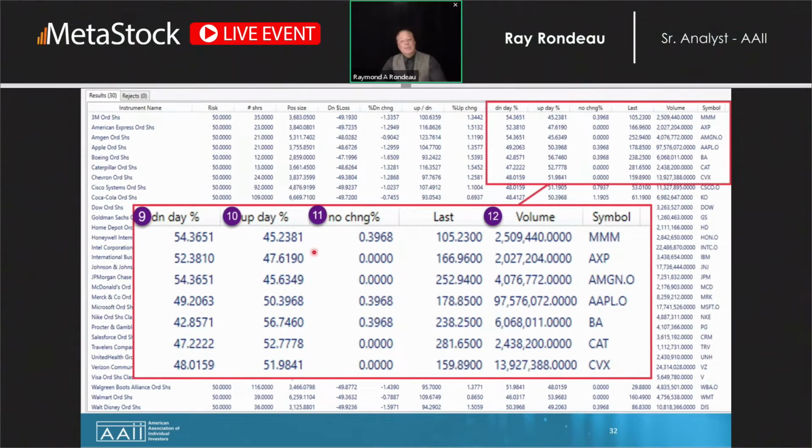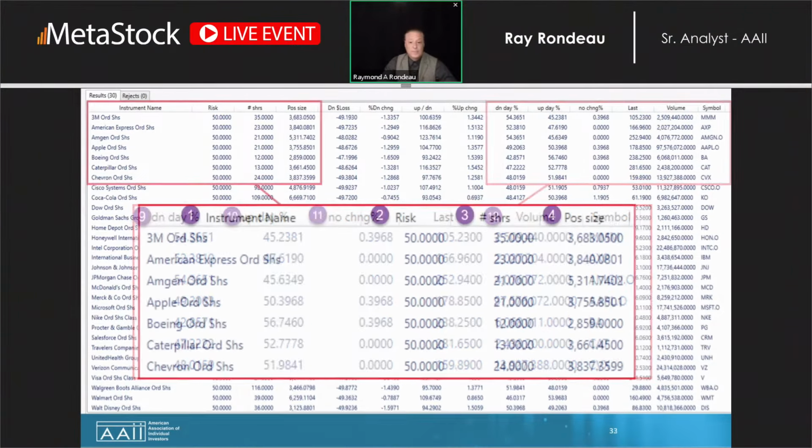And column 11 shows how often there was no change. And believe it or not, it does happen. So in this area, we're just showing if the security finishes high or low the majority of time. And in the previous columns, we're showing by how much, or on average, how much. Area 12 displays some general last price, volume, and symbol information.